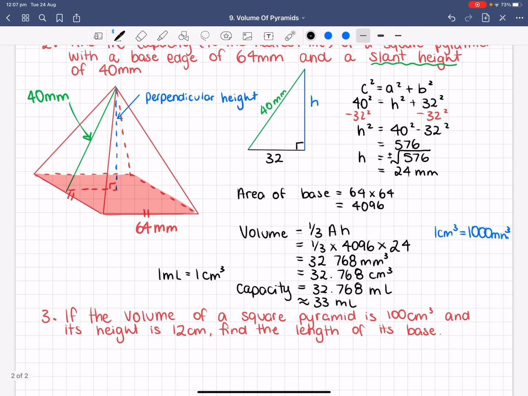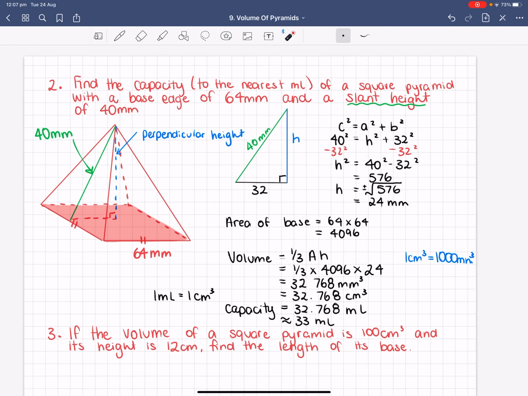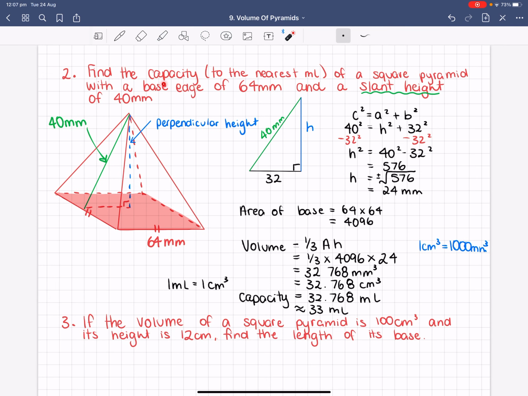There you go. So quickly going through this, because it said the capacity, what we needed to do was find the volume. In order to find the volume, we needed to find the perpendicular height. We used the slant height as a triangle, and using Pythagoras' theorem, we found h, because that length across the bottom is 32, as it's half of the length of the base. Going through using our volume formula, we find our volume.